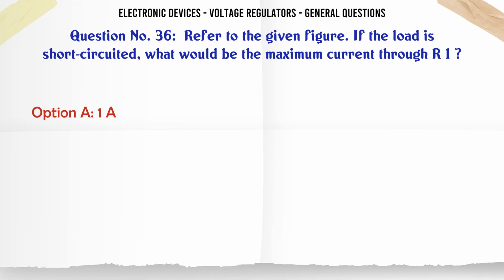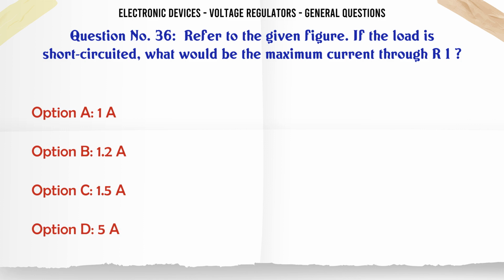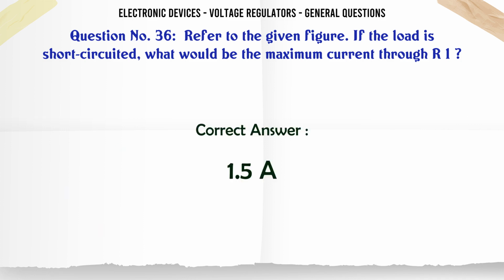Refer to the given figure. If the load is short-circuited, what would be the maximum current through R1? A. 1A, B. 1.2A, C. 1.5A, D. 5A. The correct answer is 1.5A.